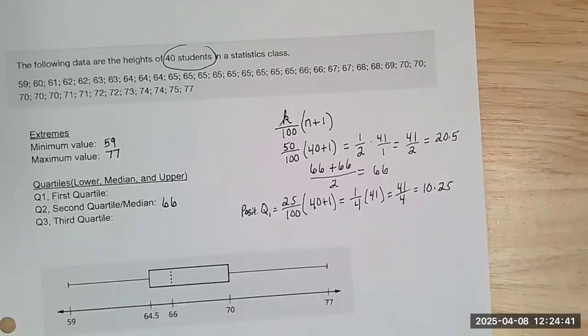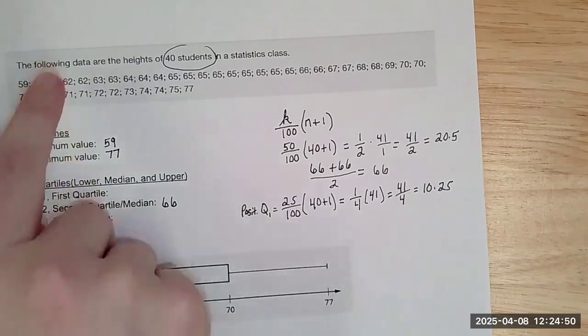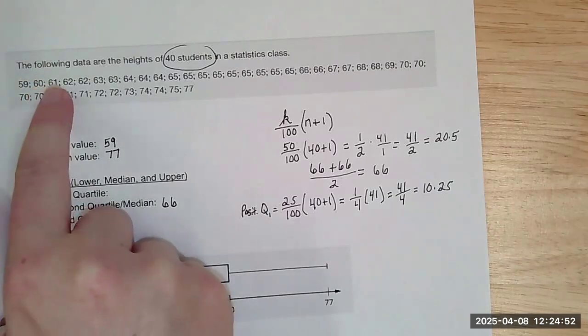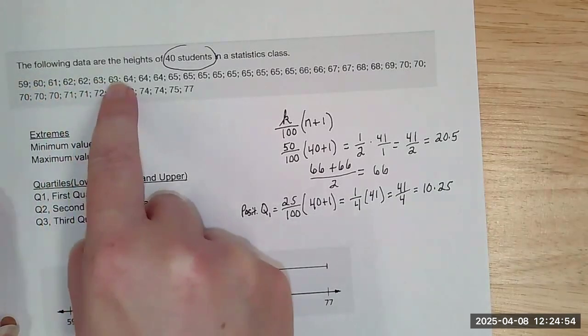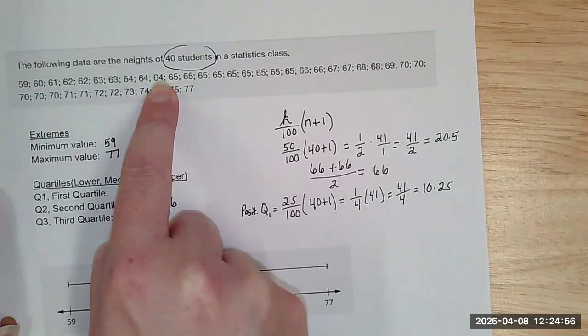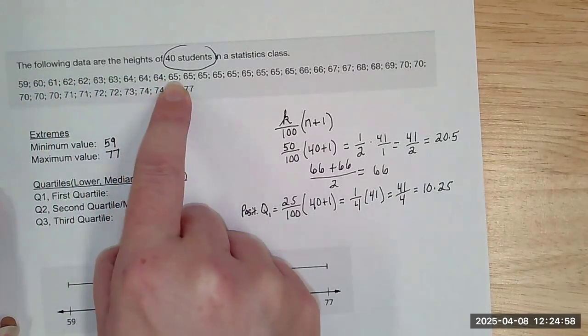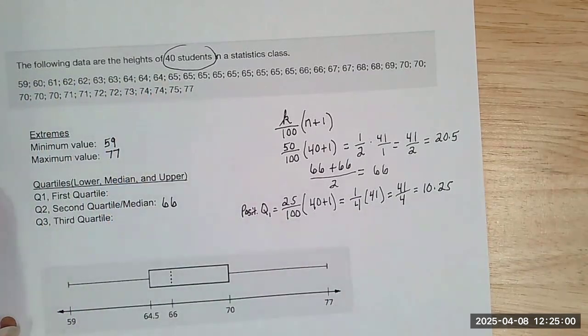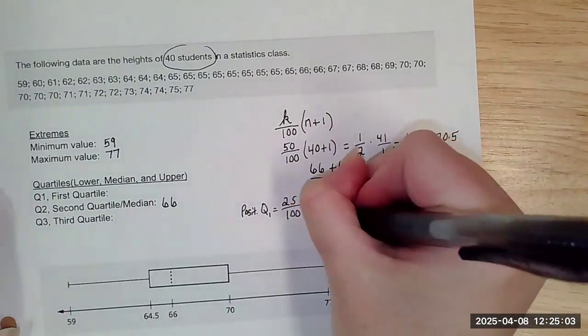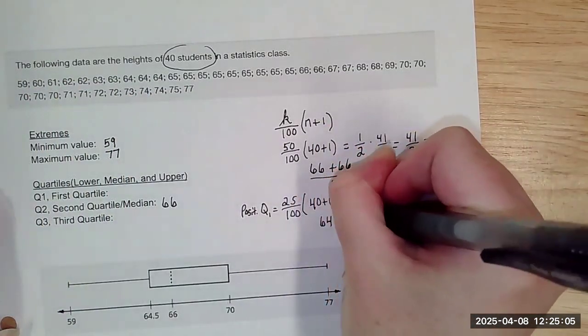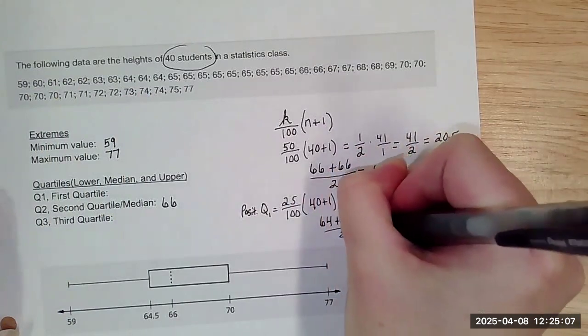So that means I need position 10 and position 11. We're going to add those two things up and divide by 2. So position 10, 1, 2, 3, 4, 5, 6, 7, 8, 9, 10 is 64. And 11 is 65. So I'm going to take 64 plus 65, and then divide that by 2.